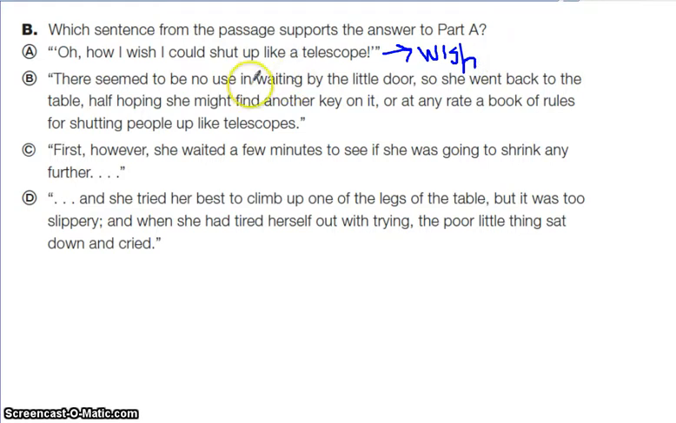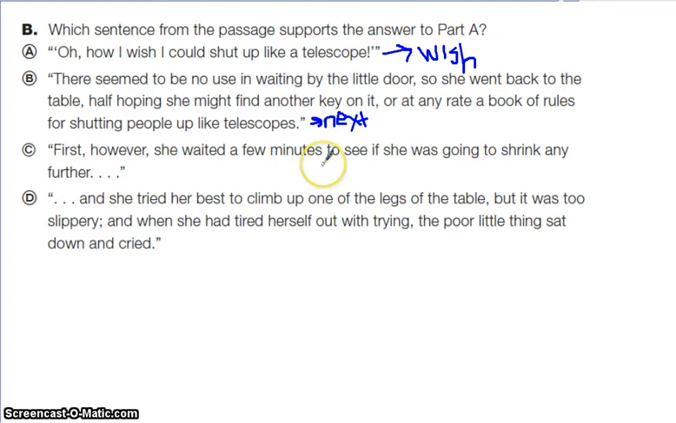And so this would match an answer choice that's connecting the opening lines with Alice wanting to go to the garden. There seemed to be no use in waiting by the little door, so she went back to the table, half hoping she might find another key on it, or at any rate, a book of rules for shutting people up like telescopes. All right, so right here, this is describing Alice leaving the passage, which she can't get into anyway, and the next series of events that she does after she looks and sees the garden.